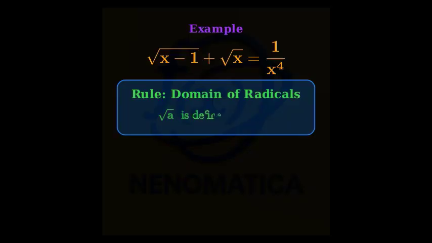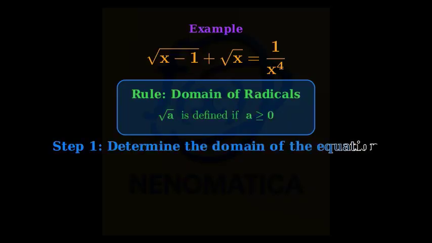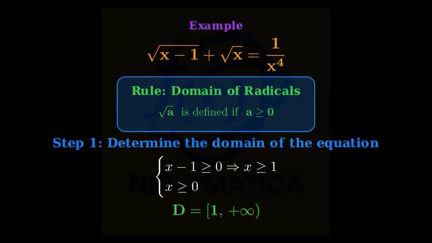Step 1. Determine the domain. For square roots to be defined, each radicand must be non-negative. That means x minus 1 is at least 0 and x is at least 0. Intersecting these gives x greater than or equal to 1.